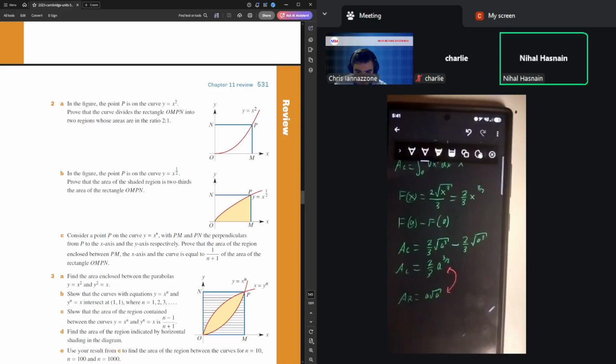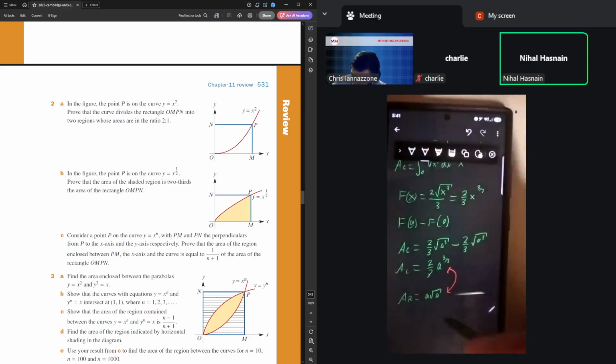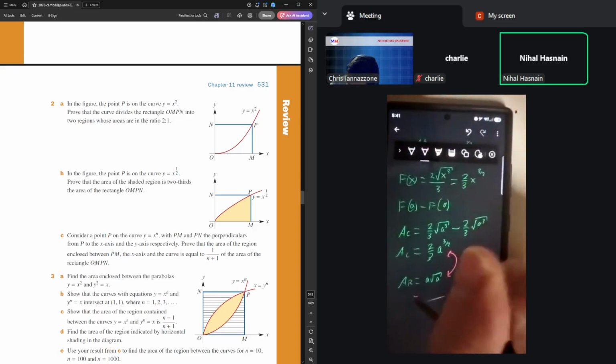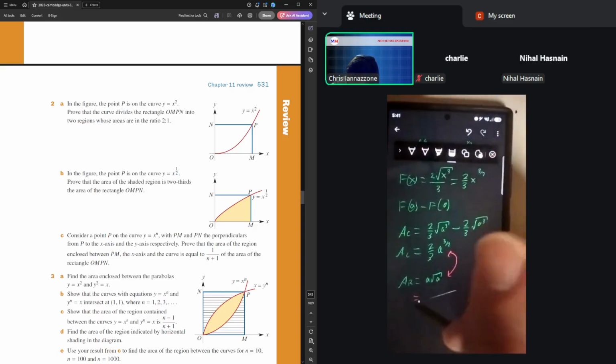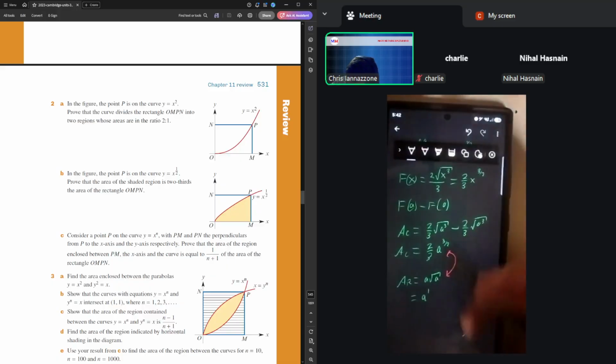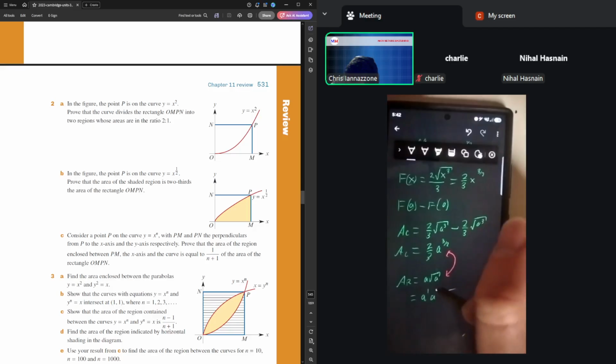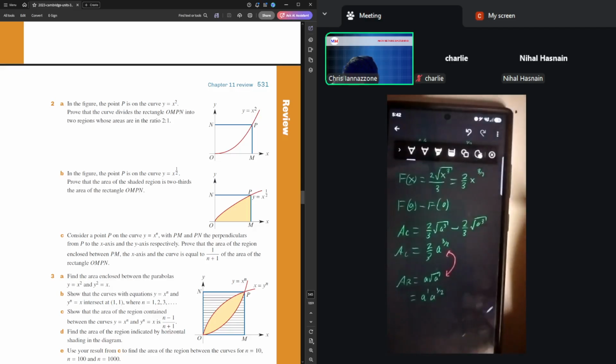We can put the a inside the square root of a. Yes. Okay. So the way you would do that, there's this implied index of 1, and with the root there's the index of a half.